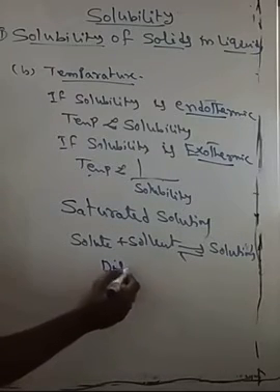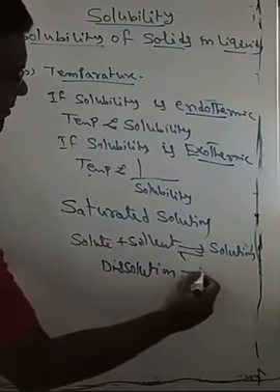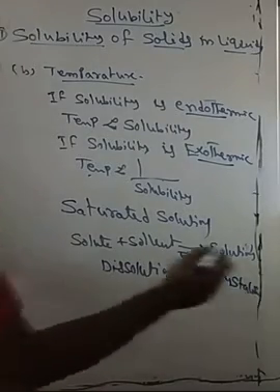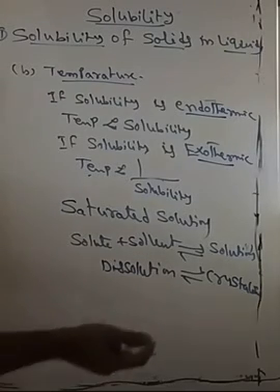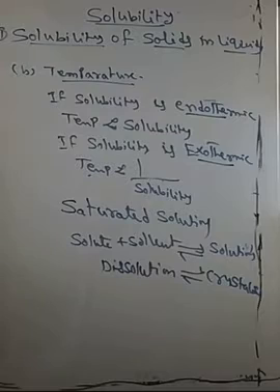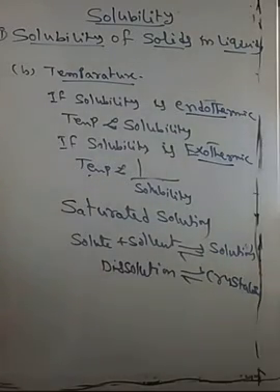Here two processes take place. One is a dissolution process and the second one is a crystallization process. The dissolution process means the solute dissolves in the solvent, forming a solution. The crystallization process means the separating of the solute particles from the solution. Both take place simultaneously at an equal rate.